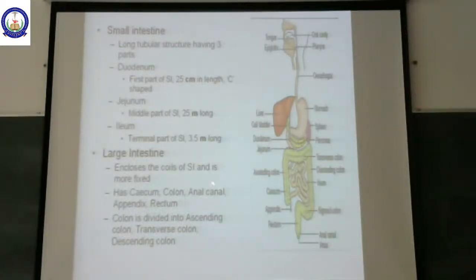Okay, large intestine. The large intestine encloses the coils of the small intestine, and this is more fixed, whereas the small intestine is freely movable. This has the cecum, then the colon, in which we have the ascending, transverse and descending colon. Then the anal canal is present, and the appendix and the rectum.